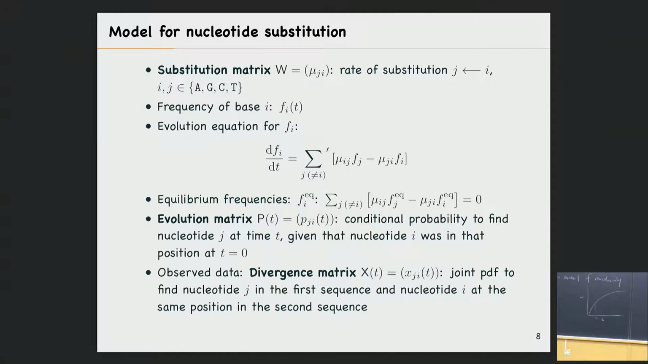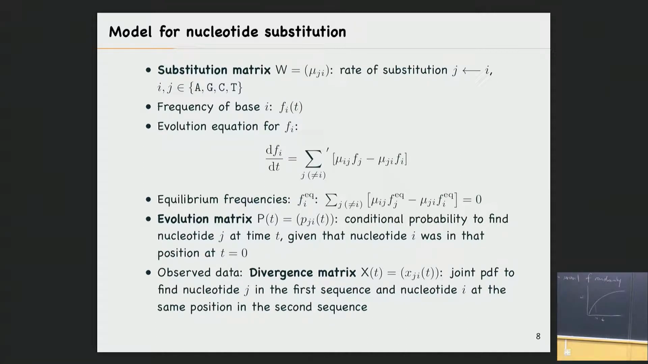You look at the frequency in the sequence of nucleotide i, and I define this as f_i, or f_i(t). Then you can write down a master equation for this frequency. Given the rate of substitution i to j, the frequency of nucleotide i will change because a j mutates into an i, and this will increase it, or an i mutates into a j, and this will decrease it. So this is just a classic master equation for this substitution.